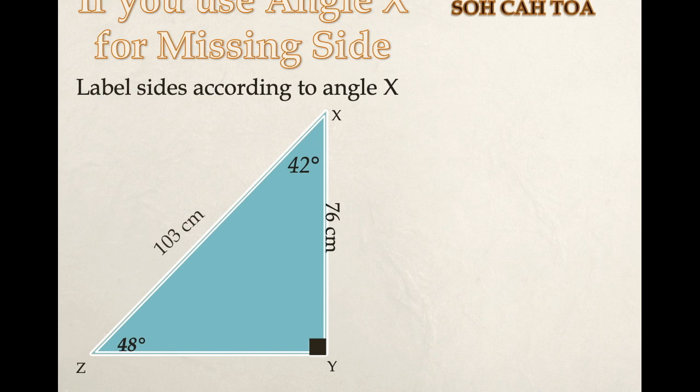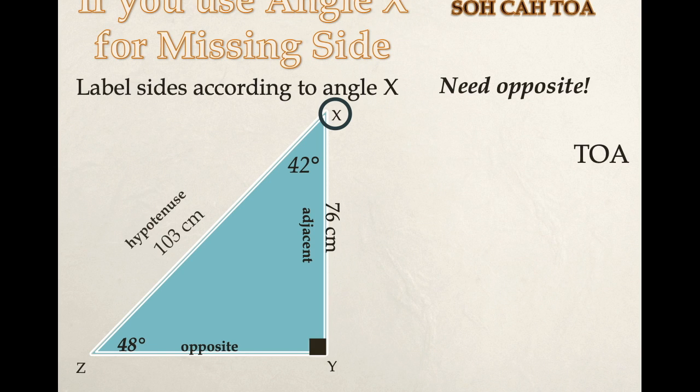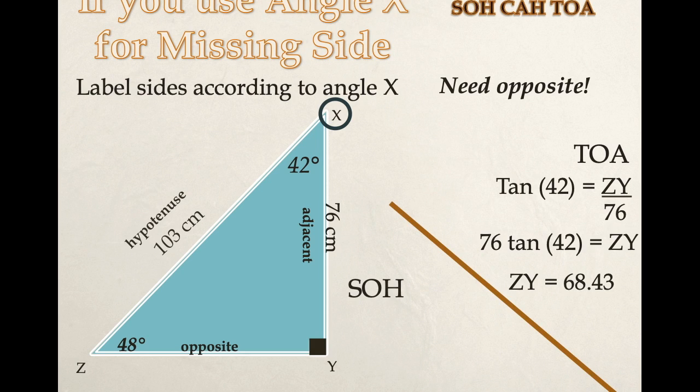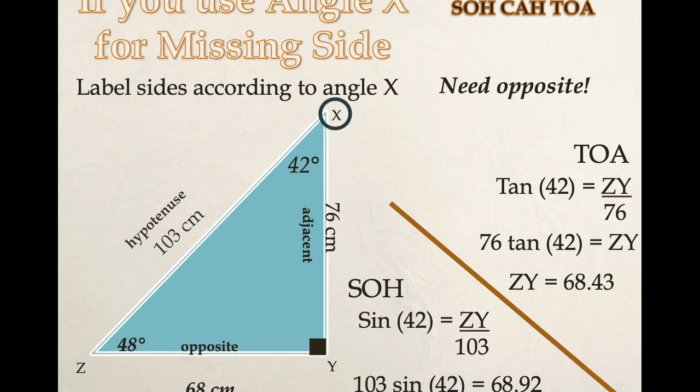If you decided that you were going to use angle X to find our missing side ZY, labeling it accordingly, you could use either TOA to find the opposite side, using that the tan of 42 is equal to the opposite side over the adjacent, which is 76, cross multiplying gives you 68.43. Or you could have used sine, or SOH, with the sine of 42, because we're focusing on 42, is equal to ZY, which is the opposite side, over the hypotenuse, which is given to us as 103. Cross multiplying, we get the same exact thing that we did when we focused on Z, which is approximately 68 centimeters if we average it out.